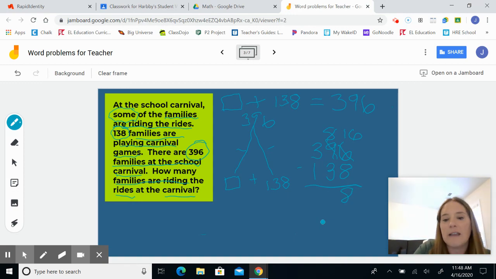In the tens, I have the equation 8 minus 3. Well, 8 minus 3 is 5, so put down a 5. And then I have 3 minus 1, which is 2. So there are 258 families riding rides at the school carnival.